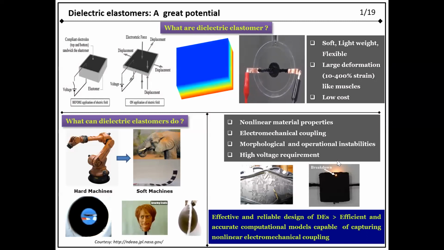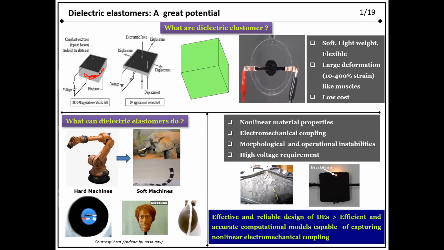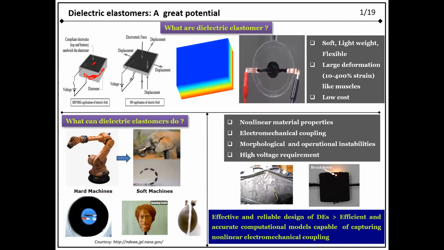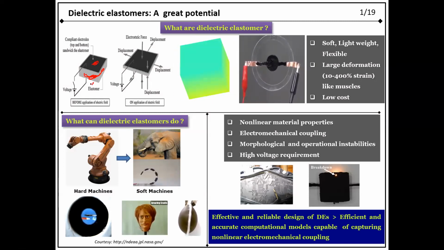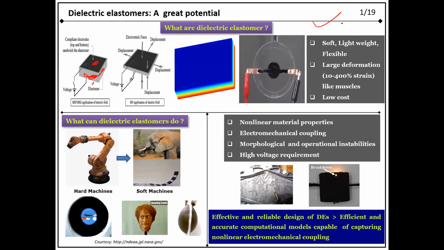So I can say that it consists of a polymeric film. You can consider this as an elastomer or a polymeric film which is sandwiched between the two electrodes. These are the two electrodes on the top and bottom of this elastomer. Now you can see my pointer.